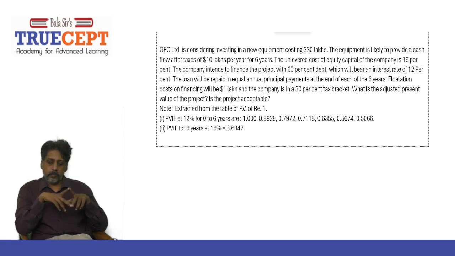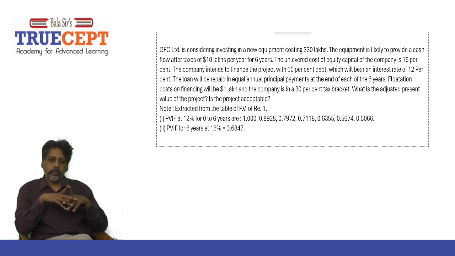Then read further. The unlevered cost of equity capital of the company is 16%. You know what is the meaning of unlevered cost of equity? That is supposed to be the cost of equity in case a firm did not employ debt. That is called the unlevered cost of equity. How much? 16%.